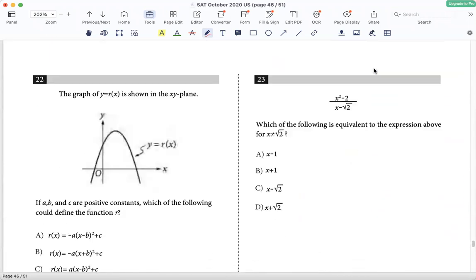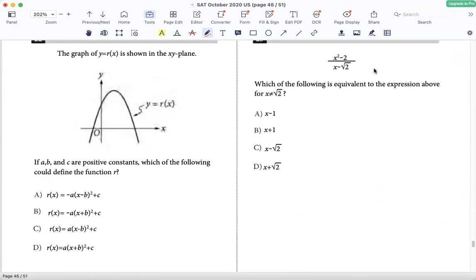The graph of y is equal to r(x) is shown in the xy plane. If a, b, and c are positive constants, which of the following could define the function?